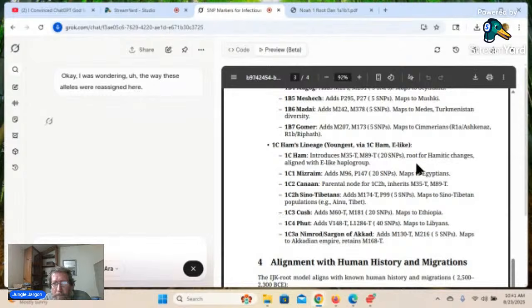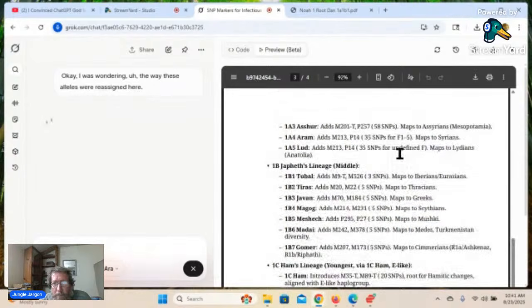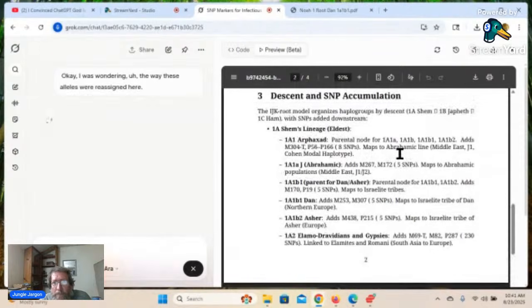Q. M523T as ancestral. The T in M523T refers to thymine at the Y chromosome's position unless mutated. For example, M523T is retained in lineages like 1A1 Arphaxad, IJ, 1B1 Tubal, K, and others, tying them to Noah's original genome root. Noah's IJK-1 has no SNPs, meaning no mutations have altered these alleles yet.